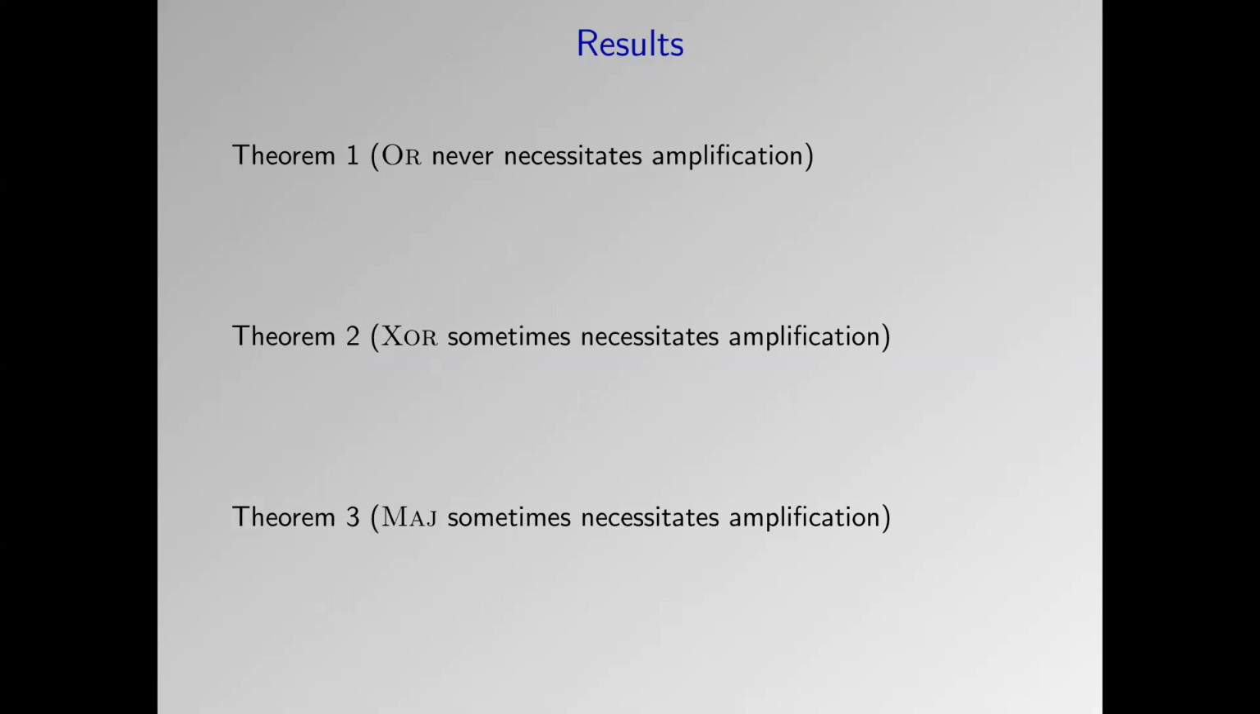The upshot of our results is that amplification is never necessary when the outer function is OR, and it's sometimes necessary when the outer function is XOR, or majority. Theorem 1 says that for every partial function g, when you compose with OR, the randomized query complexity is at most n times the complexity of g. n here is the complexity of OR. So this is just saying you don't need that log factor if the outer function is OR. Theorem 1 is not really new, as I'll explain in a minute, but we provide a somewhat new and streamlined proof of it in the appendix.